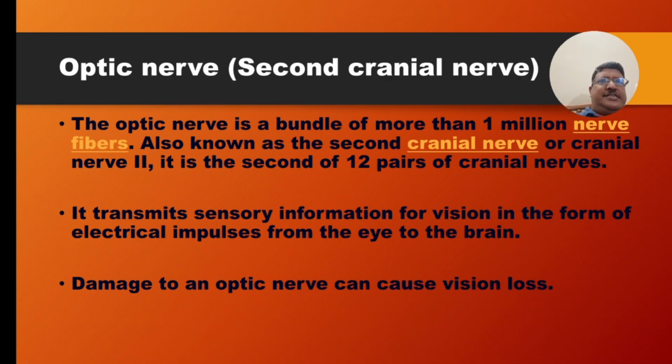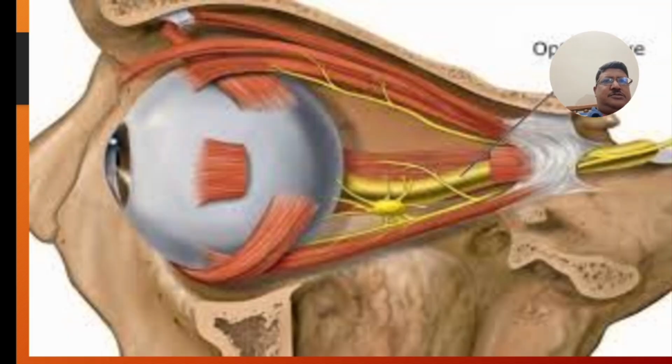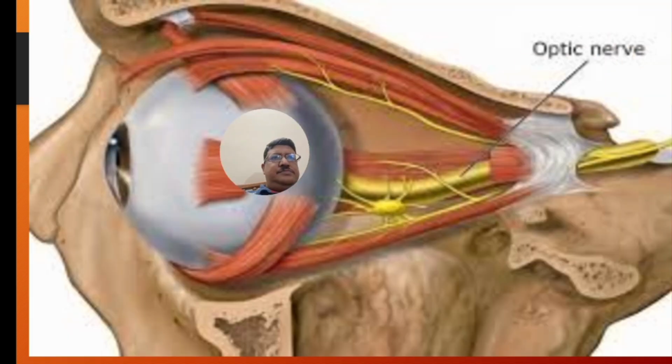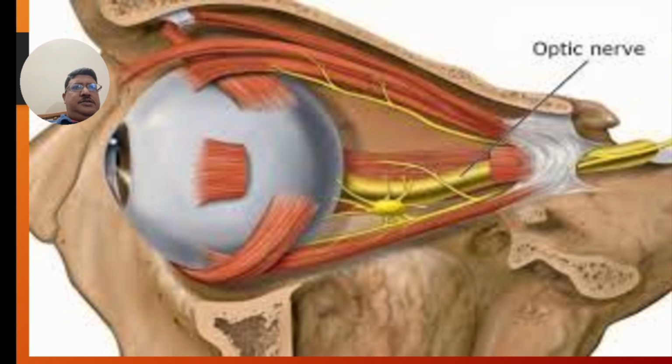Optic nerves, the second cranial nerves. The optic nerve is a bundle of more than 1 million nerve fibers, also known as the second cranial nerve, the second of 12 pairs of cranial nerves. It transmits sensory information for vision in the form of electrical impulses from the eye to the brain. Damage to the optic nerve can cause vision loss. So this is the optic nerve.